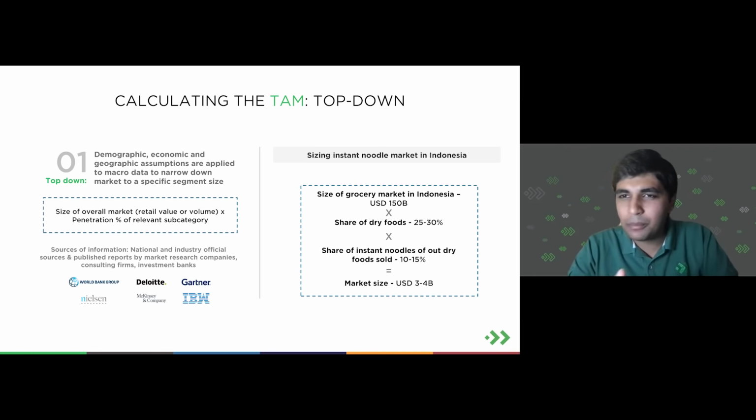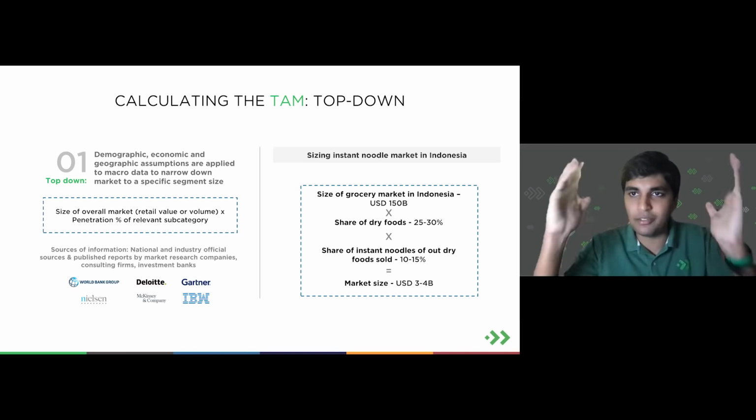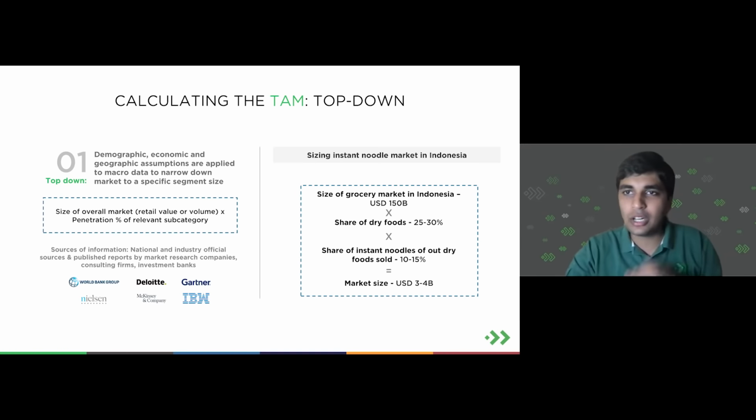And many of these numbers are available from national sources or online sources. Be it, for example, the World Bank Group, or many regulators who publish their own figures. For example, the Indian authority NPCI publishes payments data in India. Similarly, Bank Indonesia and OJK publish Indonesia data on the fintech and payments industry, some high-level numbers, right? So top-down means you start from the top.